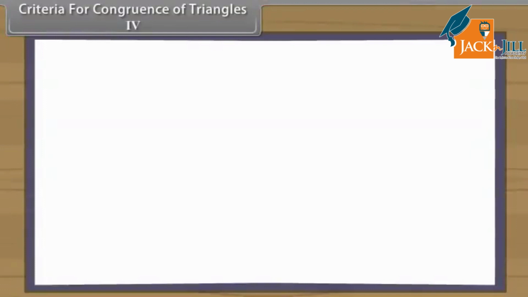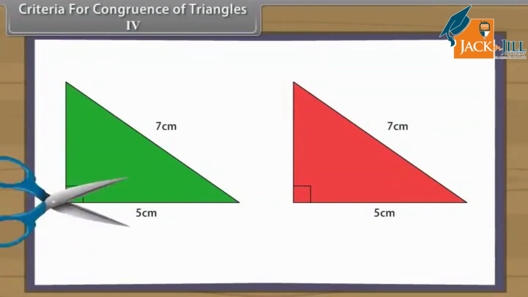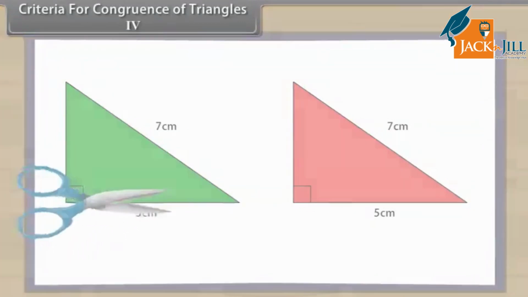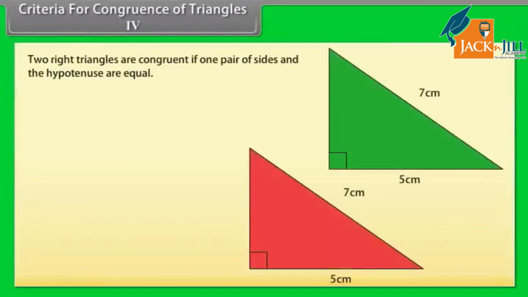Criteria for congruence of triangles 4. Now construct 2 right-angled triangles with hypotenuse equal to 7 cm and one side equal to 5 cm each. Cut them out and place one triangle over the other with equal sides placed on each other. We will observe that the 2 triangles cover each other completely and so they are congruent. Or we can say that 2 right triangles are congruent if one pair of sides and the hypotenuse are equal. This we have as Criterion 4.